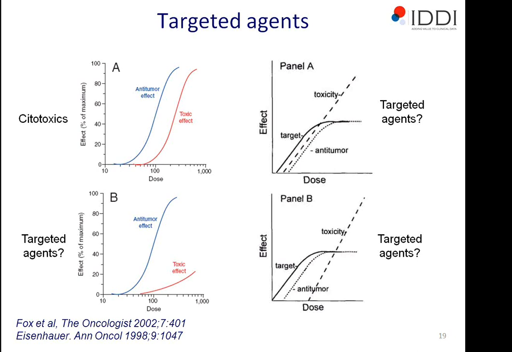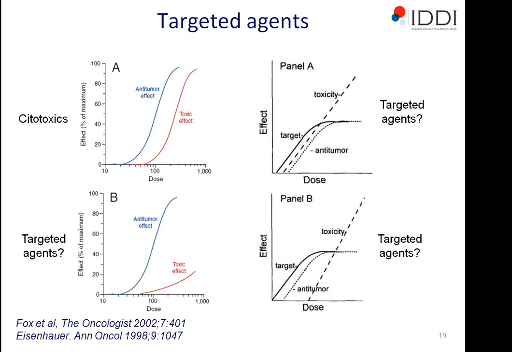So this is a good time to discuss potential differences between so-called classic cytotoxic chemotherapy versus targeted agents. Let's first take a look at the left-hand panel labeled as A here, which depicts the typical dose-response curves for cytotoxics, both in terms of the dose activity curve in blue and dose toxicity curve in red.